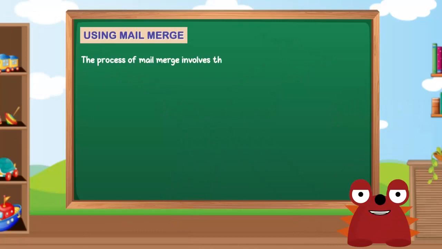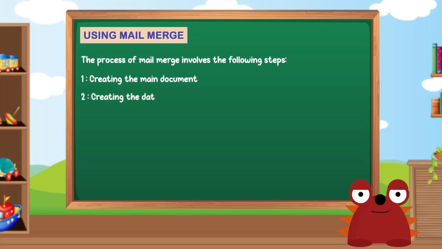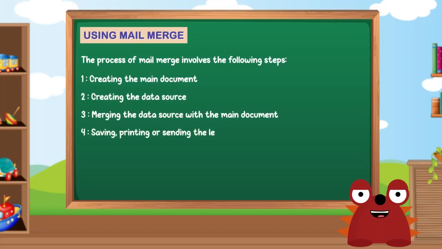Now, let us understand how mail merge works overall. The process of mail merge involves the following steps, starting with creating the main document, then creating the data source, then merging the data source with the main document, and saving, printing, or sending the letters. Let's start executing the first step, which is creating the main document, in detail.